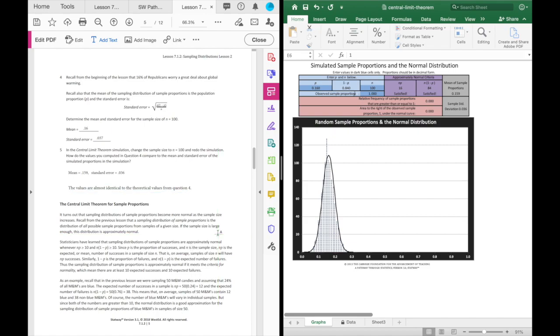Why are they not exactly the same? Well, remember, we didn't do this an infinite number of times. We just did it 1,000 times. But the more times we do it, in theory, these two numbers should approach exactly these two. And that's pretty believable because look at how close these values were. Okay, so let's move on.